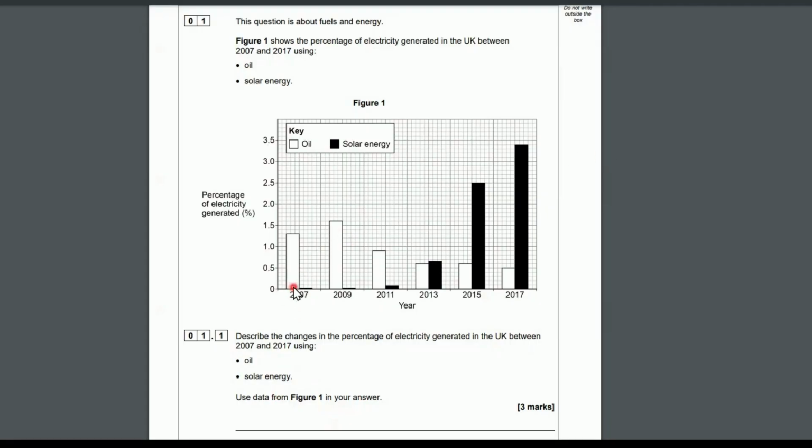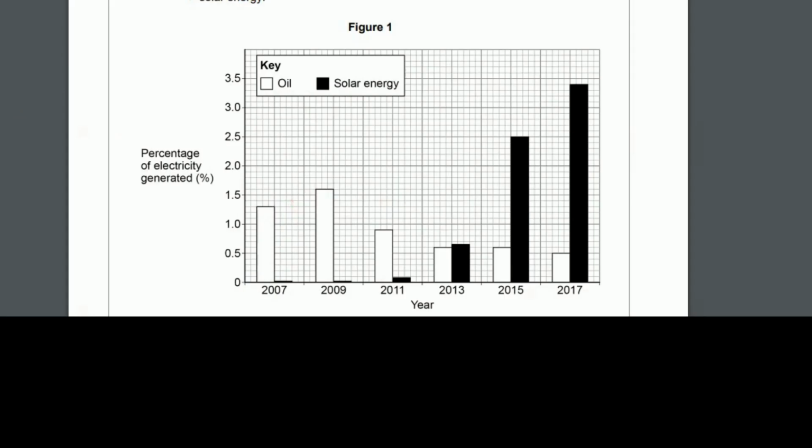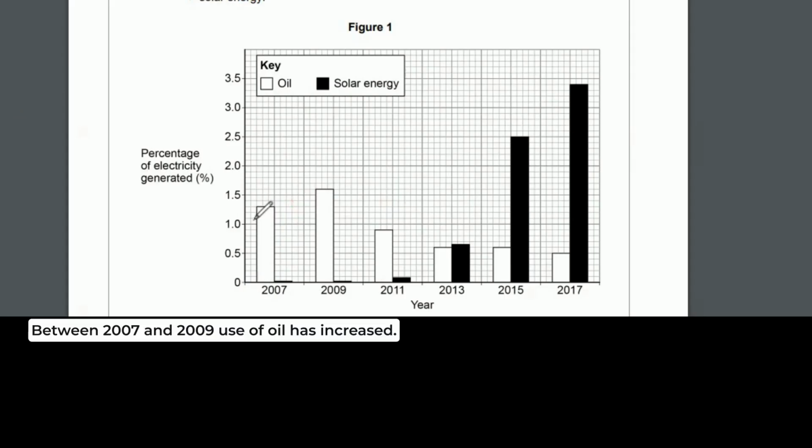If we look here, from 2007 to 2009, we can say something straight away about the white bars, the oil. It looks like we're at 1.3% in 2007. The electricity generated by oil was 1.3, and then in 2009, it was up to 1.6. So we can talk about an increase there. Is that 1.6? Yeah, I think so. I'll never know with my eyes. 6, 7, 8, 9. Yeah, cool.